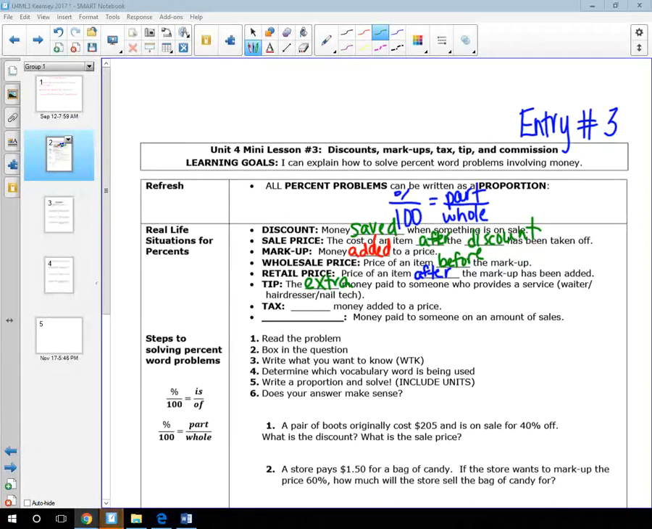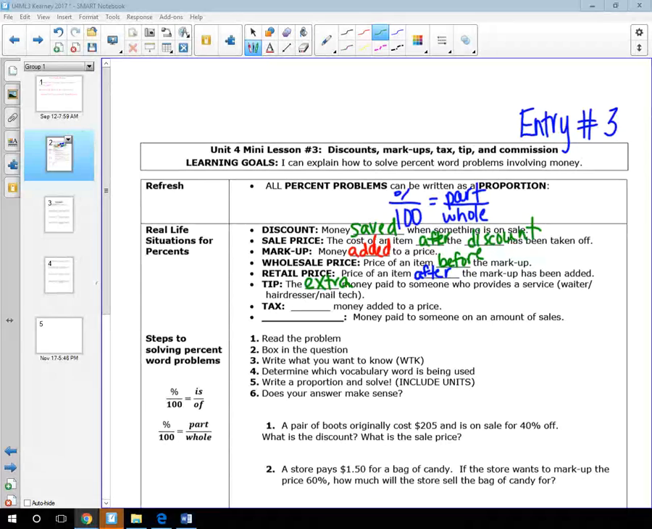Now tip is generally not just some random amount of money. Typically, tip is figured as a percentage. You take your total bill that you paid at a restaurant and you figure out what 15% of the bill would be, and that's how much tip I should leave. So if you go to a more expensive restaurant, you're going to end up spending more on tip. If you go to a less expensive restaurant, your tip may not be as much. The tip is based on the percentage of the bill.